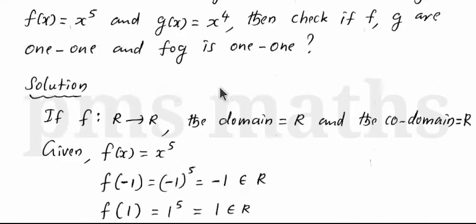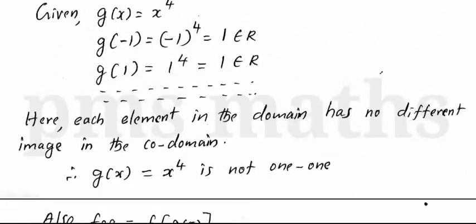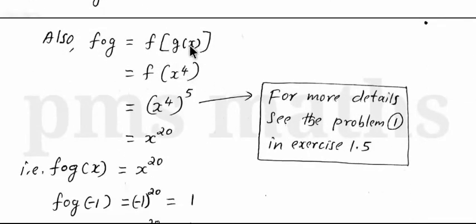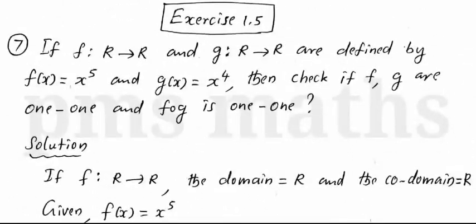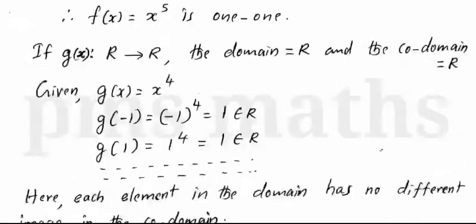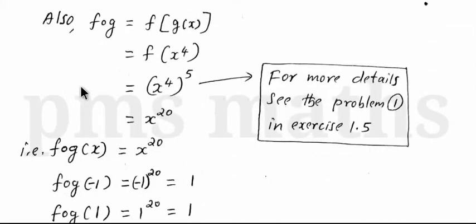x raised to 4. That value can be substituted instead of g of x. Here we can substitute x raised to 4. Now this f is f. F of x raised to 4 should be found out. Here f of x raised to 4 means we can substitute x is equal to x raised to 4 in f of x. What is f of x? F of x is x raised to 5. Here we can substitute x raised to 4 instead of x. Therefore, this becomes x raised to 4 whole raised to 5.